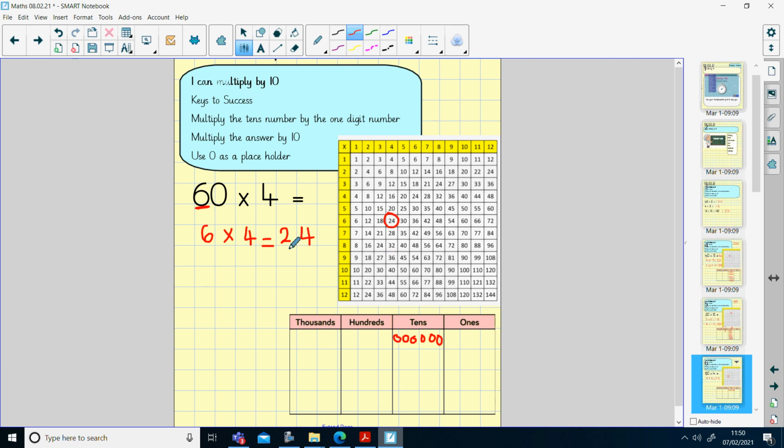Now I've got to multiply this answer here by 10. So my 24 is going to be multiplied by 10. And when I'm multiplying by 10, I move each digit to the left. So my 2 tens becomes 2 hundreds, my 4 ones becomes 4 tens, and then my 0 is used as a placeholder. So the answer is 240. Well done if you got that correct.